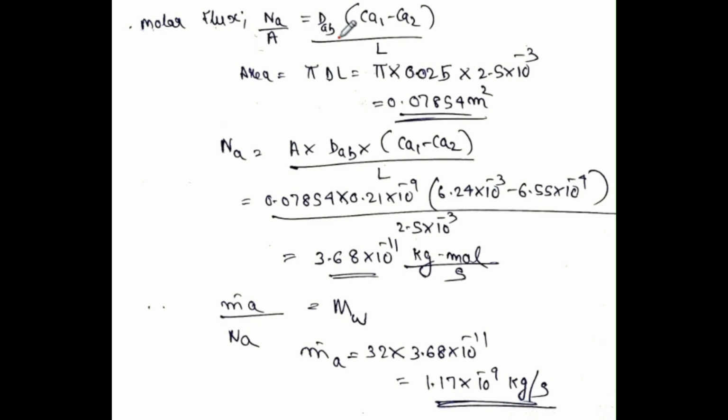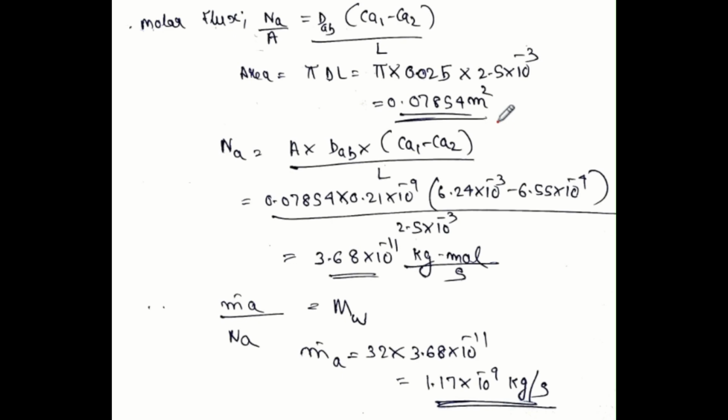The molar flux is given by this equation: NA by A equals DAB into (CA1 minus CA2) by L. L is the thickness, DAB is the diffusivity, CA1 and CA2 are the molar concentrations inside and outside. A is the surface area, and NA is basically the number of moles per second. That's what NA by A is. The next step is to find the area. Since we have the length and diameter, you can simply find it by pi D L. Just use pi D L, and we can find the area.